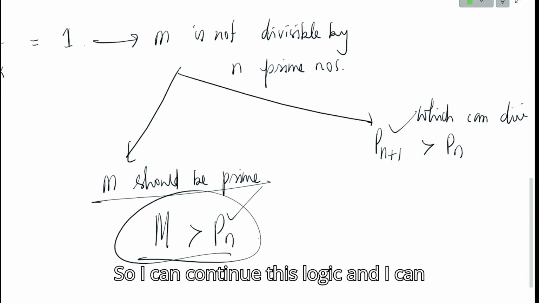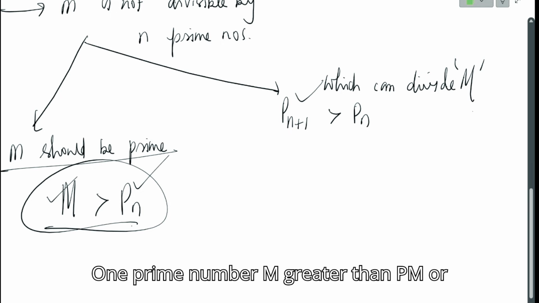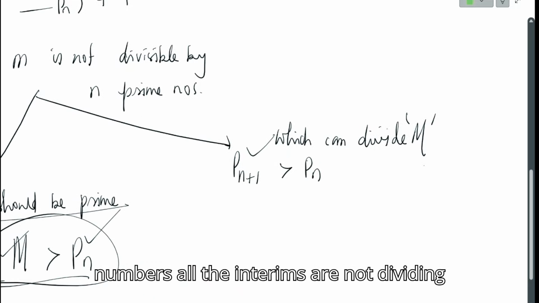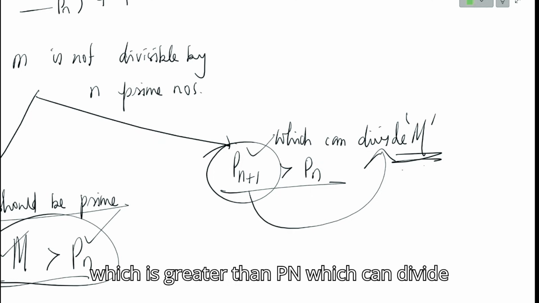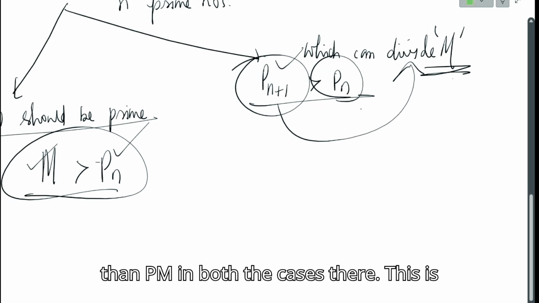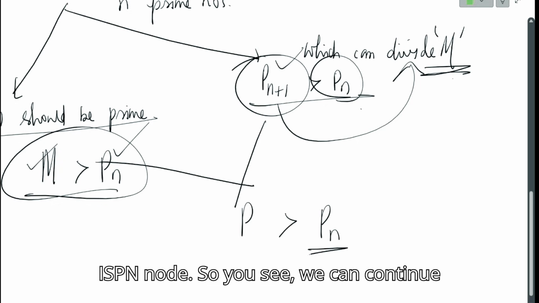So I can continue this logic, and I can say that there exists at least one prime number greater than Pn. Or there is another case: since all the n primes are not dividing capital M, there could be one other prime which is greater than Pn, which can divide this M, which also means that there exists a prime number which is greater than Pn. So in both the cases, there exists a prime number which is greater than our highest Pn known.